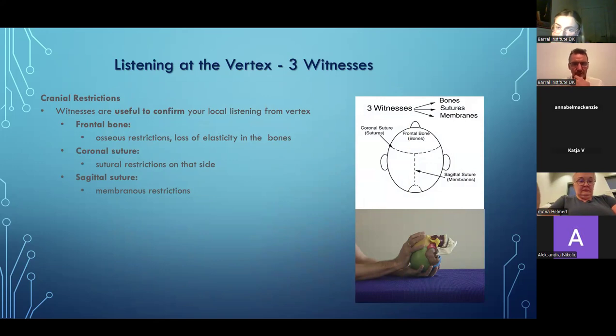So I spoke a little bit about the witnesses. So we have the cranial hold that we will have below for our local listening of the head, and then the three witnesses. We're feeling for elasticity of the bone for the frontal, and for the coronal we feel more of the sutural restriction. So that is not a totally hard stop, but a little bit of movement, and then a firmer stop.